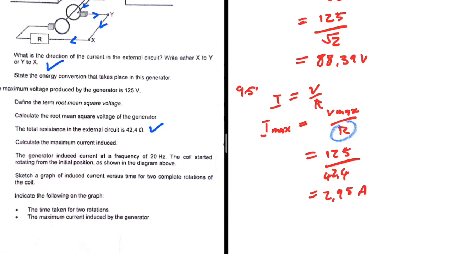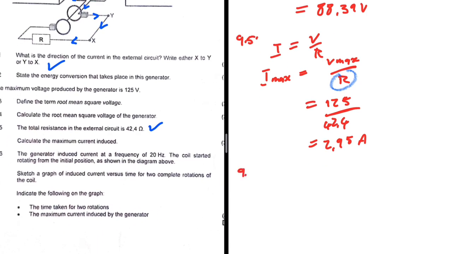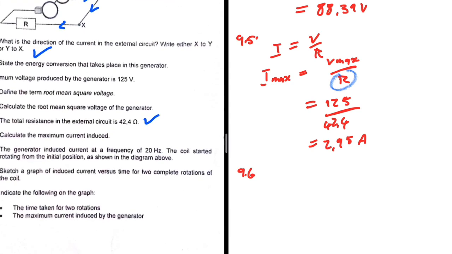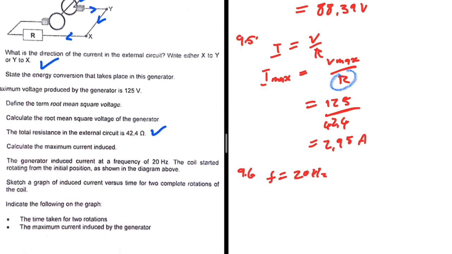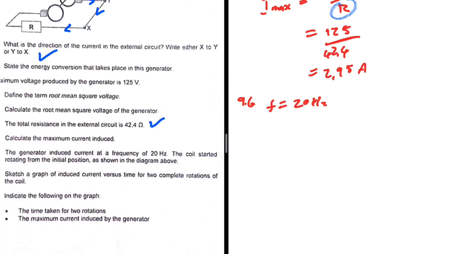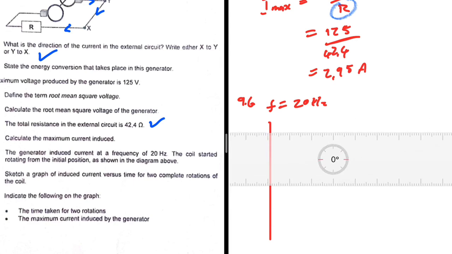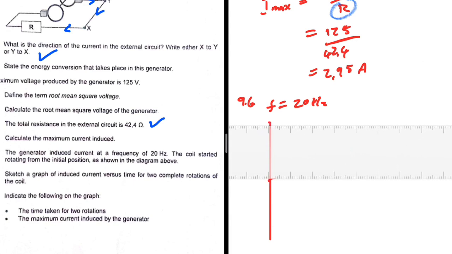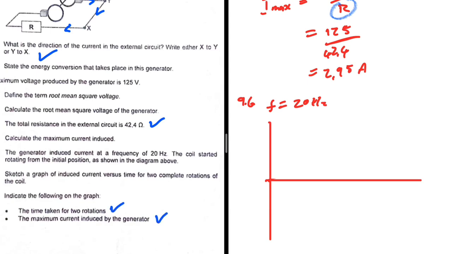9.6, the last question. Oh, well, this is not that long. 9.6, the generator induced the current at a frequency of 20 Hz. So we have f being equal to 20 Hz. The coil started rotating from the initial position, as shown in the diagram above. Sketch a graph of induced current versus time for 2 complete rotations of the coil. Let's see. Induced current versus time. What are we supposed to indicate? We're supposed to indicate the time taken for the 2 rotations and the maximum current induced by the generator.